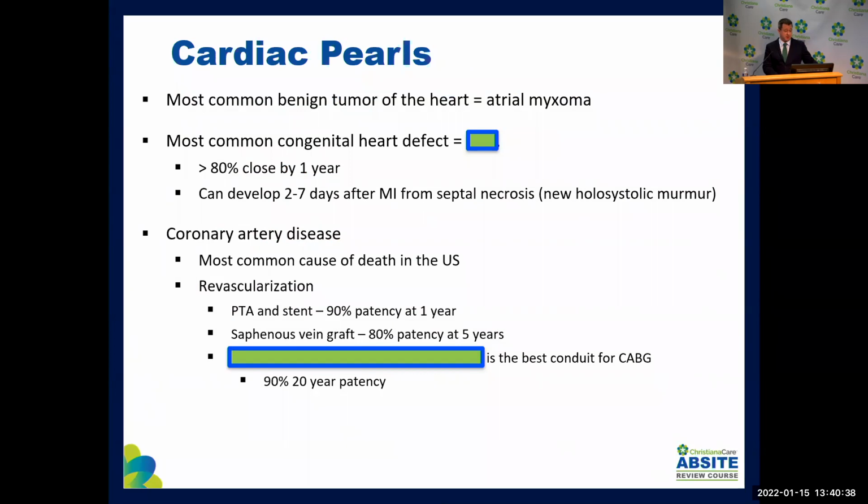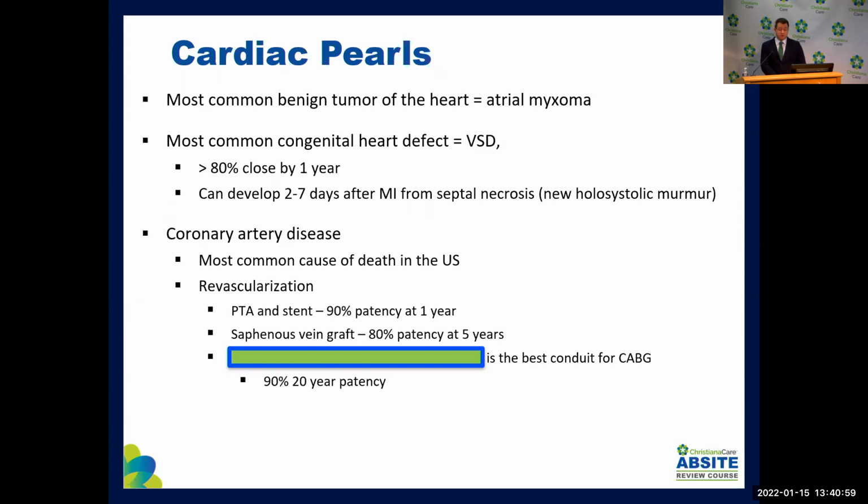I think they are getting away from the cardiac questions in general. I haven't seen these recently, but we'll go over these quickly. The most common benign tumor of the heart is going to be an atrial myxoma. The most common congenital heart defect overall is going to be a VSD. Good thing is that 80% of these close by 1 year.